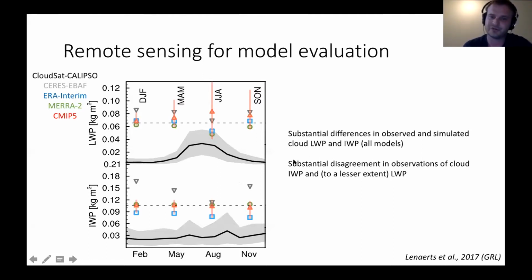But also that there is a substantial disagreement in the observations themselves, because we compare CloudSat Calypso here in black with the CIRAS product in gray here. These gray triangles show CIRAS. And you can see both for liquid and for ice that there is a very substantial disagreement between the observational data sets. So there's definitely, in these very subtle cloud regimes, a need for improved observations and improved algorithms to actually detect them.